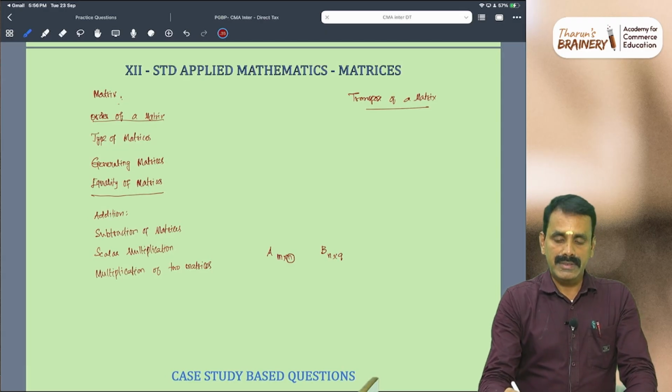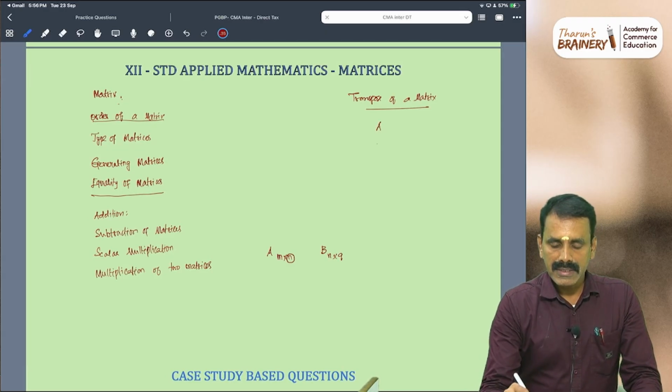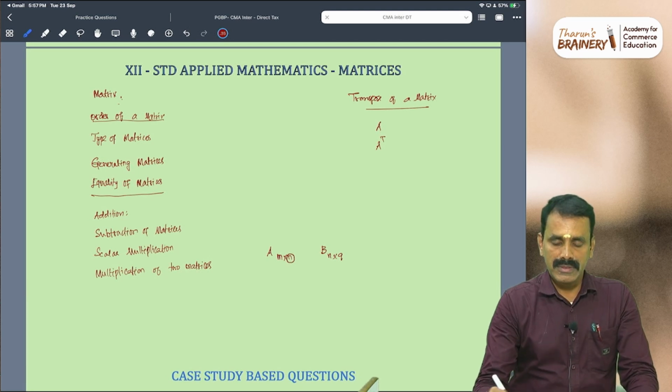And we used to find the transpose of a matrix. What is transpose of a matrix? If A is a matrix, then A transpose is nothing but changing row elements of matrix A to column elements. Is it clear? Interchanging rows into columns. This is a very important concept, transpose of a matrix.